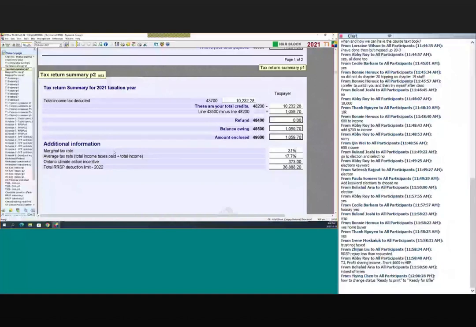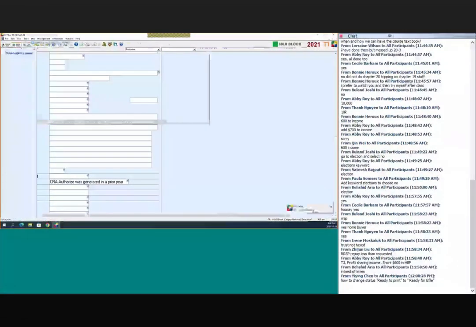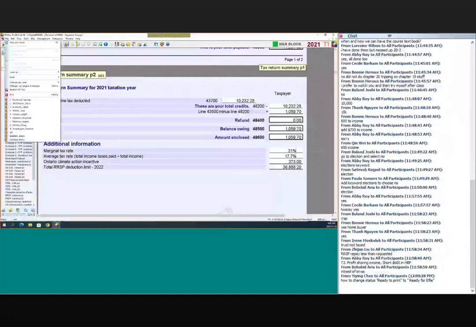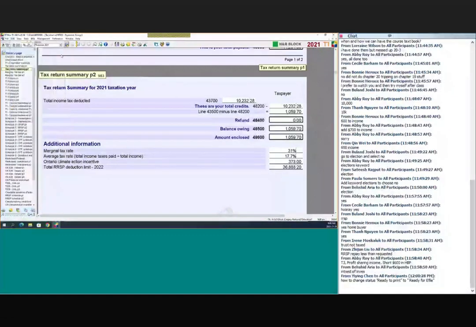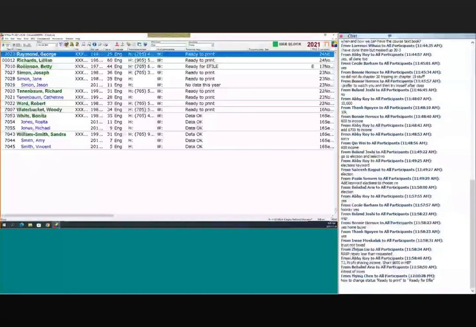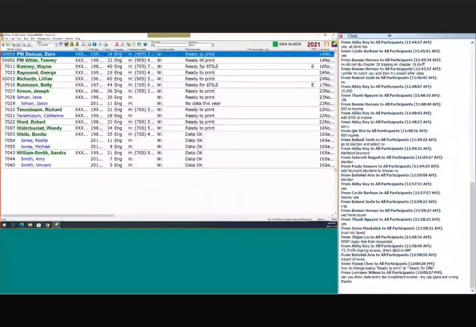Okay, how to change the status ready to print to ready for e-file. Again, you don't have to worry about this in the office, but basically what you do is you go to data entry, you go tools, recalculate current client. If you want to change it, you're going to go to file. I think you go into data entry, you go to save and close. So if I go save and close, notice it says ready to print now. Again, I wouldn't worry about that.